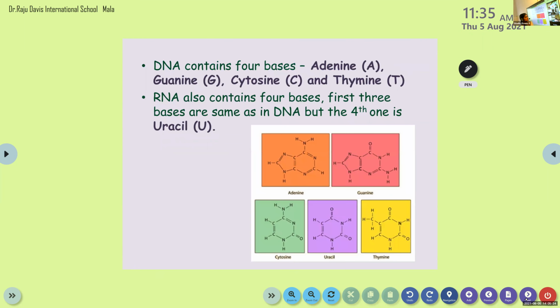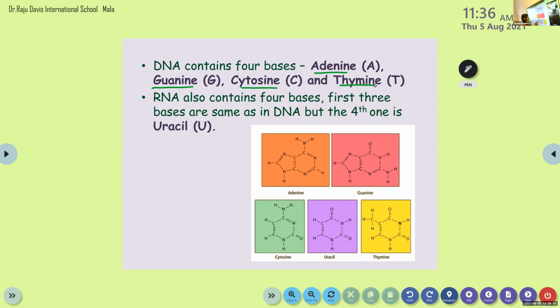Then about bases. I told you there is one sugar molecule, phosphate group and base. In DNA, the sugar molecule is deoxyribose, and in RNA it is ribose. Then about bases. DNA contains 4 bases. Adenine, represented as A. Guanine, G. Cytosine, C, and thymine, T. These are the 4 bases present in DNA.